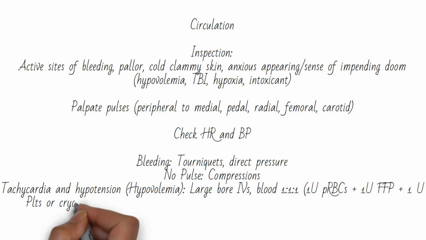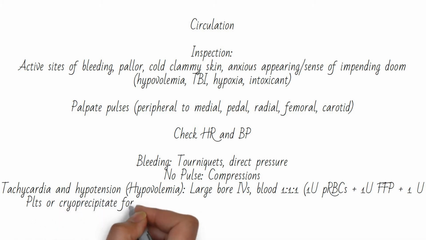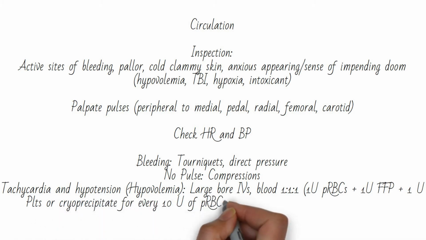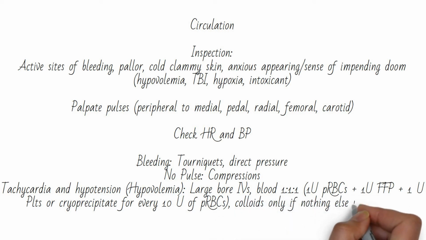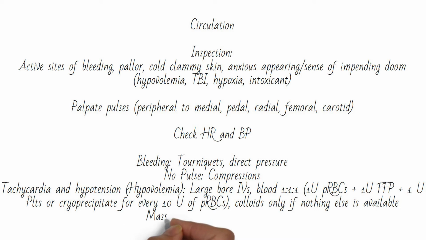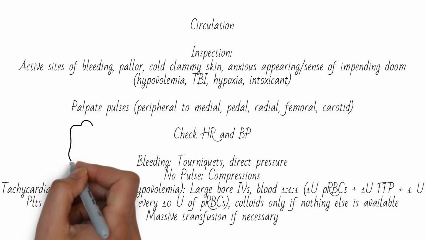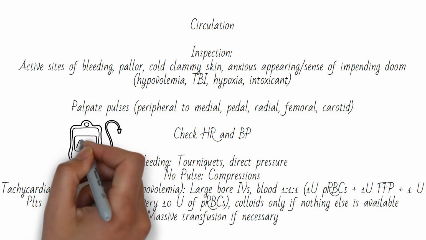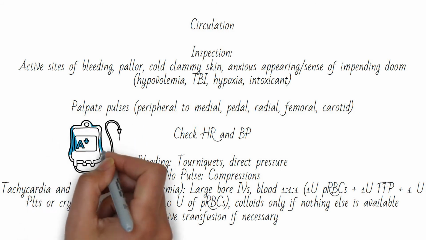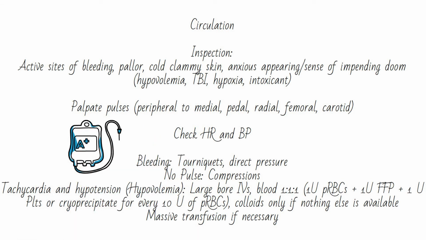Give blood in a 1:1:1 ratio, meaning 1 unit of packed RBCs and 1 unit of FFP, plus 1 unit of platelets or cryoprecipitate for every 10 units of packed red blood cells. In real life, give colloids to trauma patients only if nothing else is available. On the test, give a fluid bolus. Don't be afraid to begin the massive transfusion protocol if necessary.